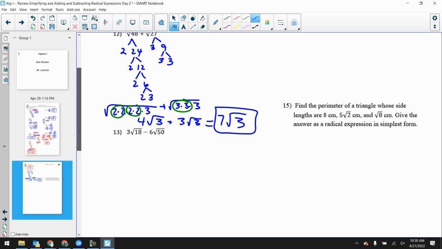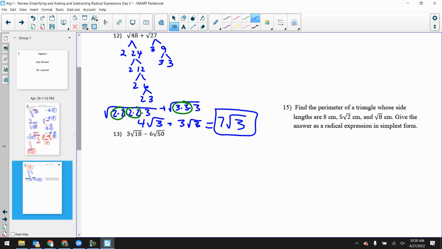Take a look at 13. Now, the only difference between 12 and 13 is that there's a number in front of it now. Okay? Same rules apply. Break down 18. 2 and 9, 3 and 3. Do not forget about the number in front. 2 times 3 times 3. I buddy up with those 3s. Don't forget the number out front is the whole number 3. I'm bringing a singular 3 out, so 3 times 3 gets us 9. 9 radical 2.